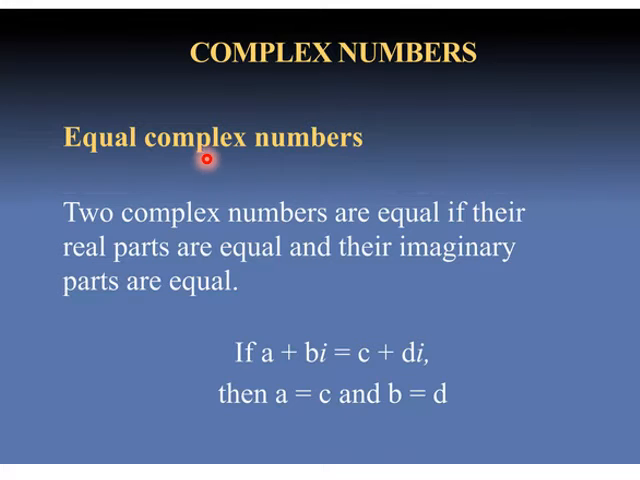What are equal complex numbers? Now let us try to understand. Two complex numbers are equal if their real parts are equal and their imaginary parts are equal. So let us take two complex numbers a plus bi and c plus di. They are equal only if a is equal to c and b equal to d. So the real parts must be equal and the imaginary parts also must be equal.